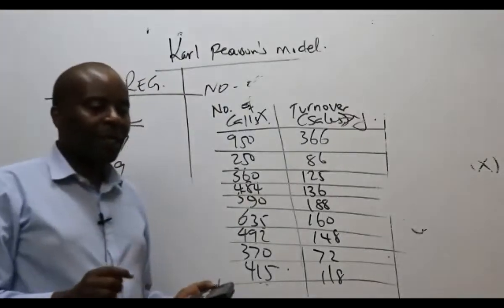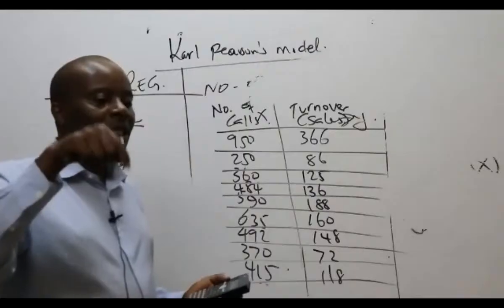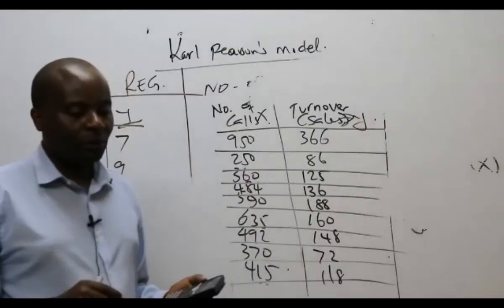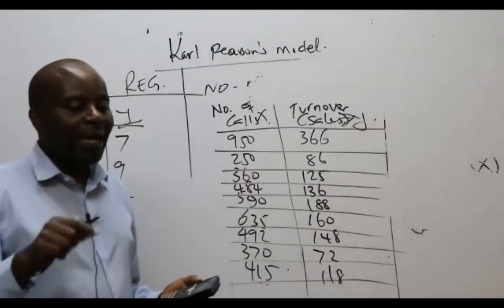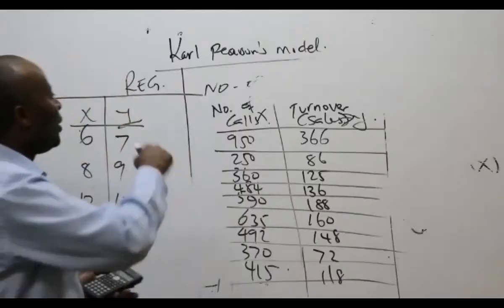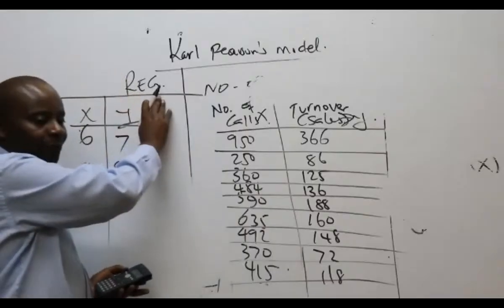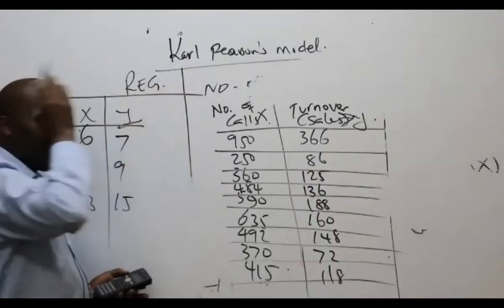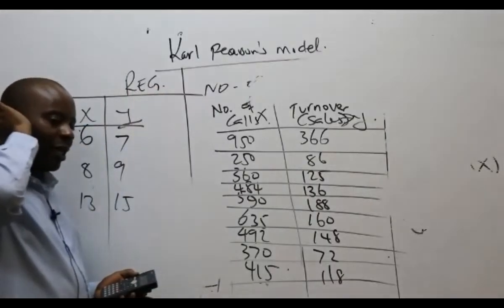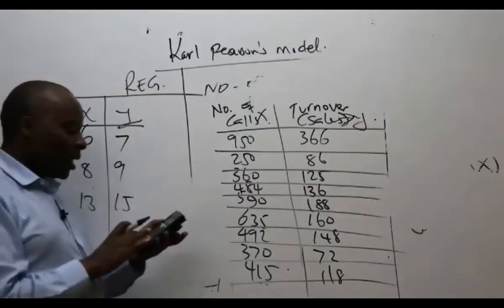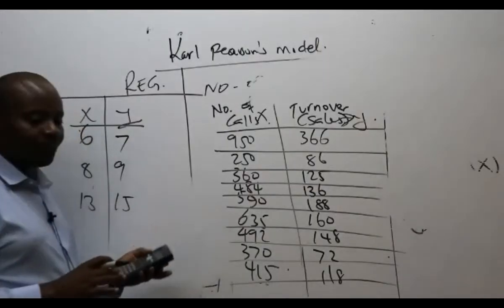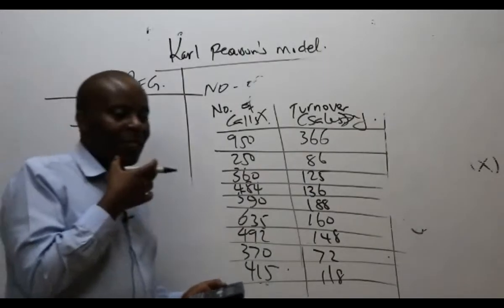Reg for regression. On your calculator, what number is below reg? Is it 2 or 3? Roba says 3. Collins says 3. John Kamau says 3. So 3. So you press 3. Is there a student who has pressed 3?